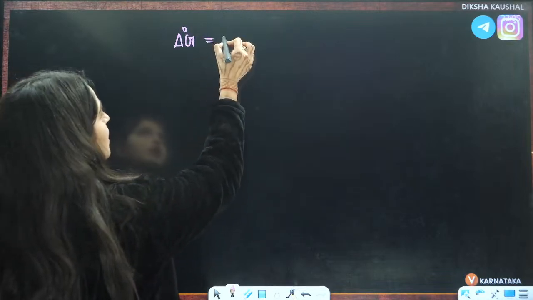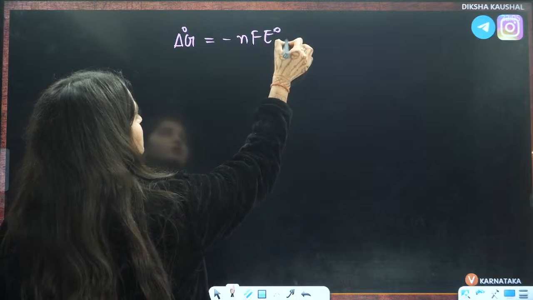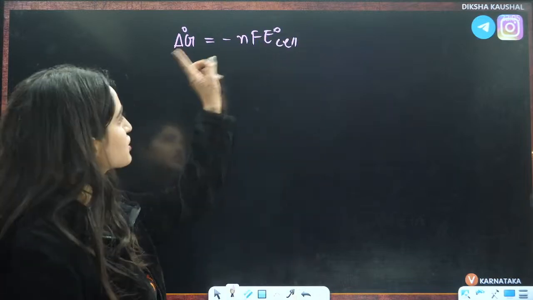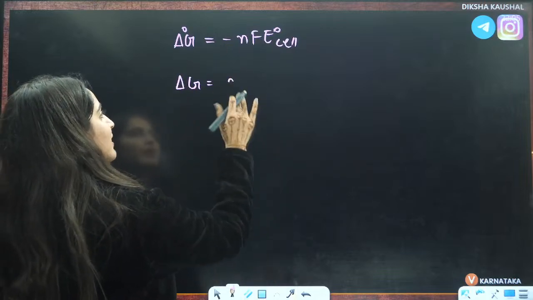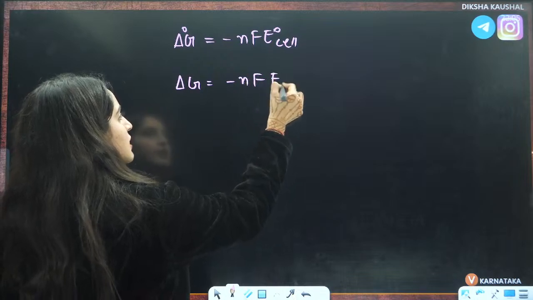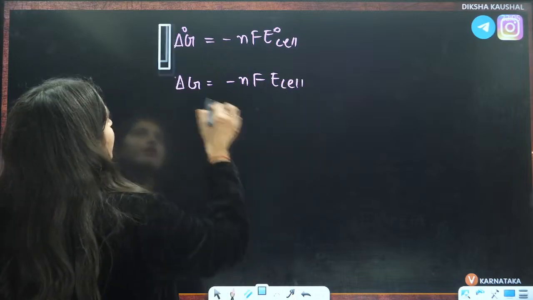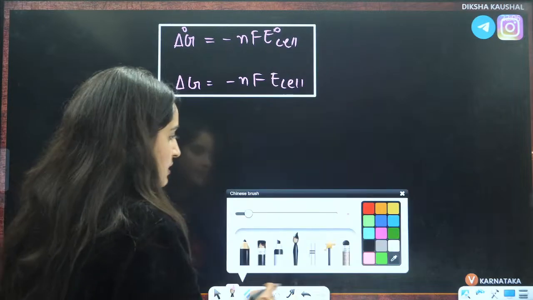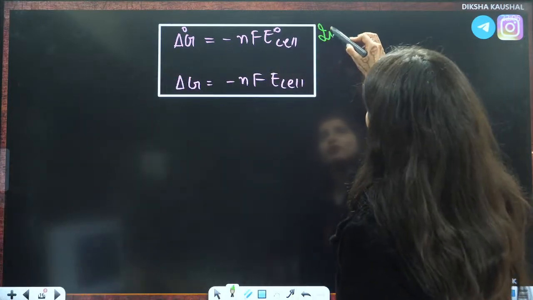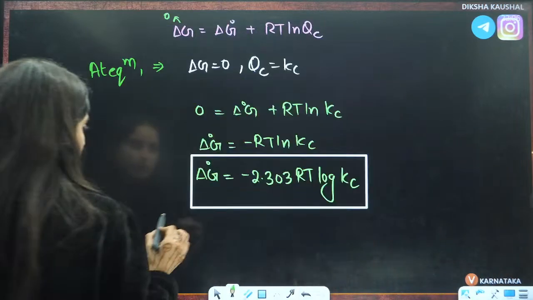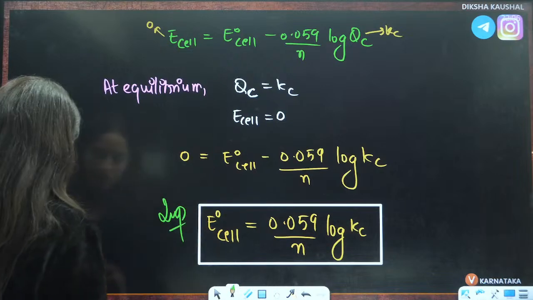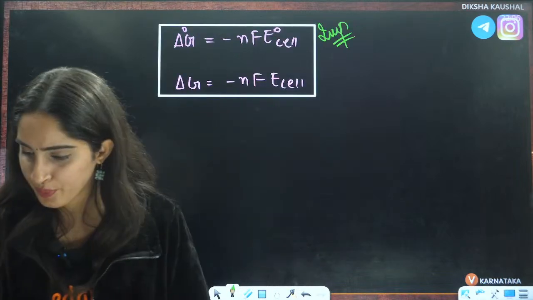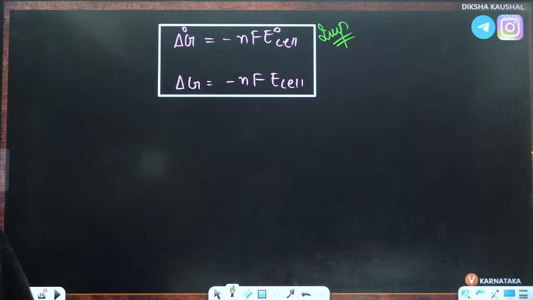And what is that equation? Delta G naught equals minus nF E naught cell. Or you can say delta G equals minus nF E cell. Very, very important and highly asked numerical based formula. All these questions can be asked to you, everybody.